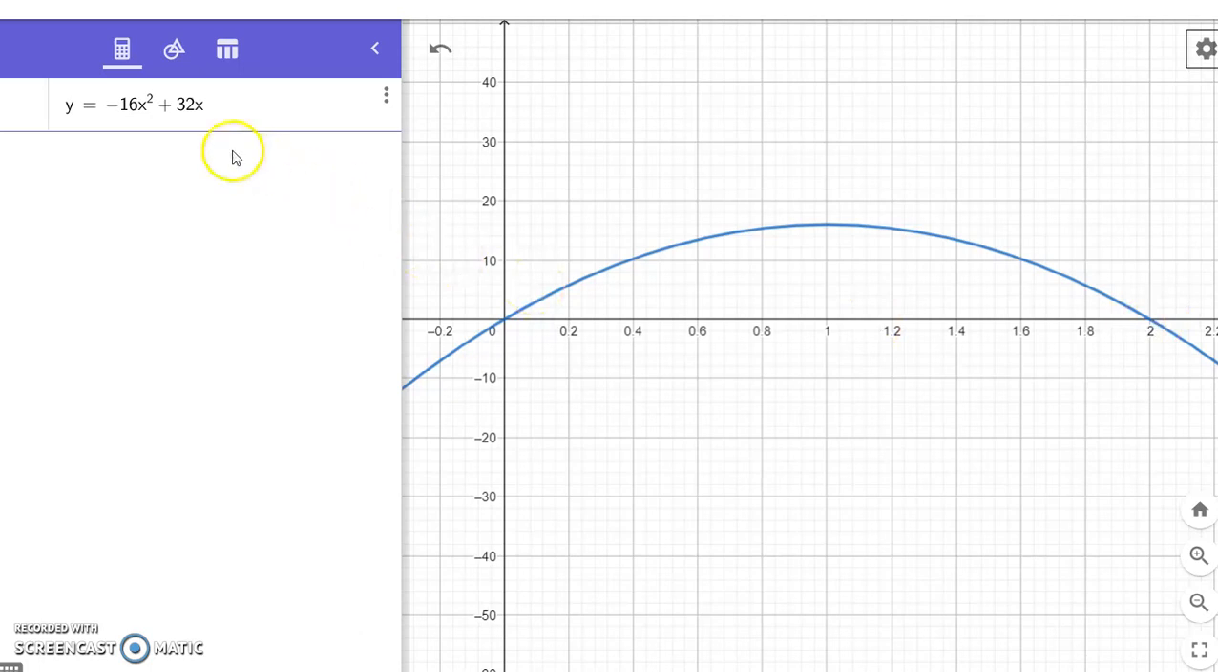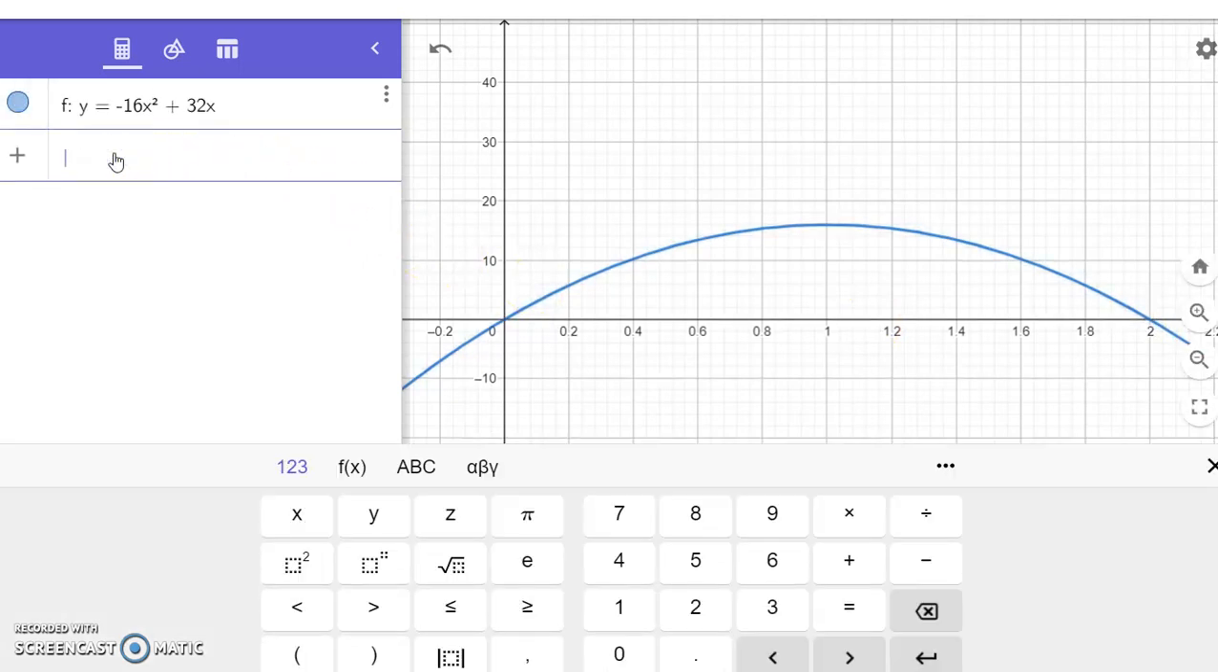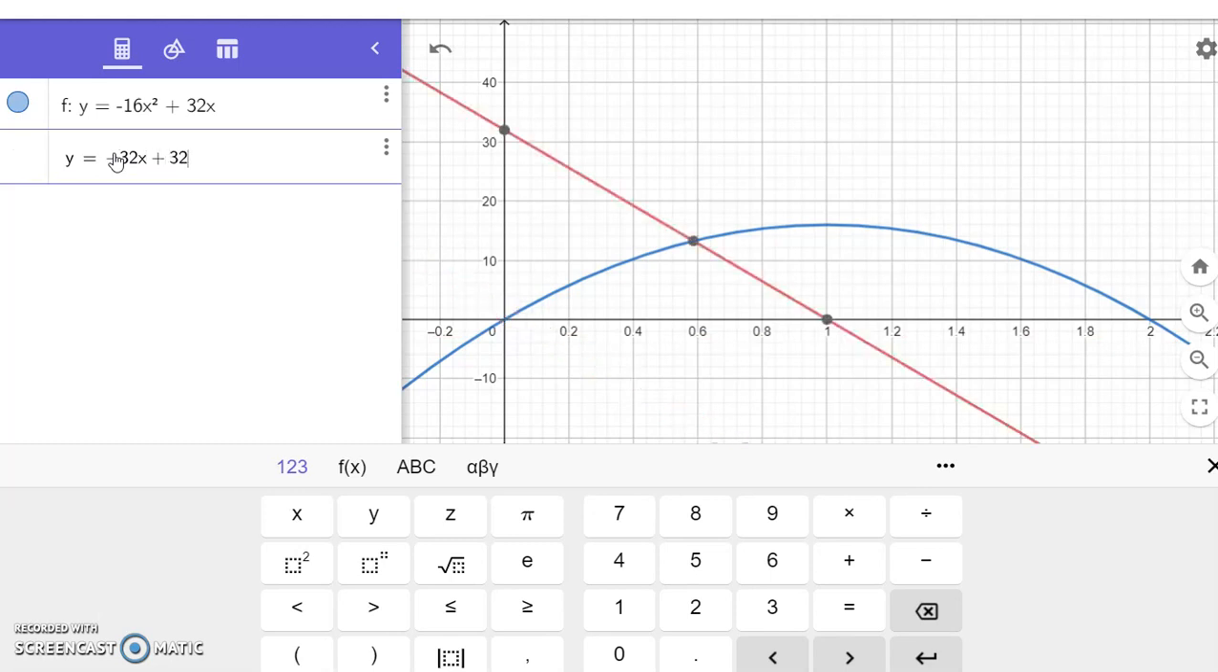So let's take the derivative of this. We'll just do it here real fast, and then let's see what it looks like. So we've got negative 32x plus 32. I just did that really quick in my head. The 2 comes out, multiplies with negative 16 to get the 32, and then it turns into an x to the 1, and then this 32x just goes right to 32.